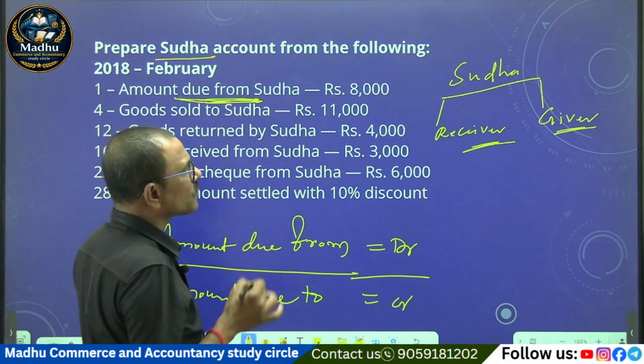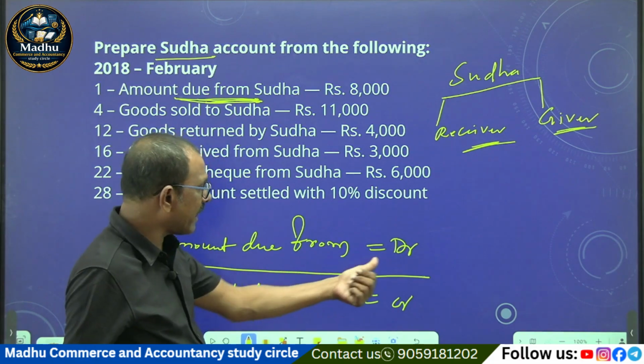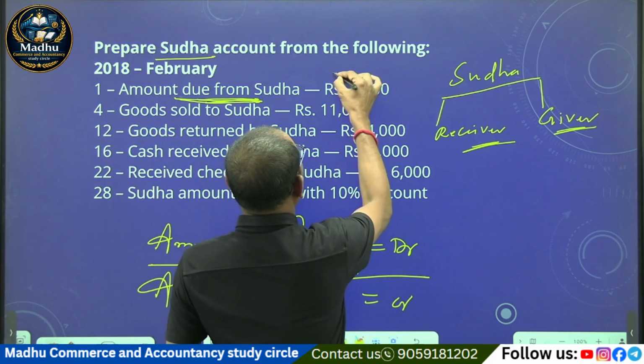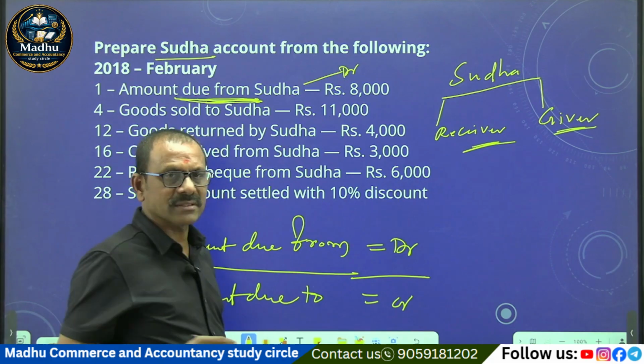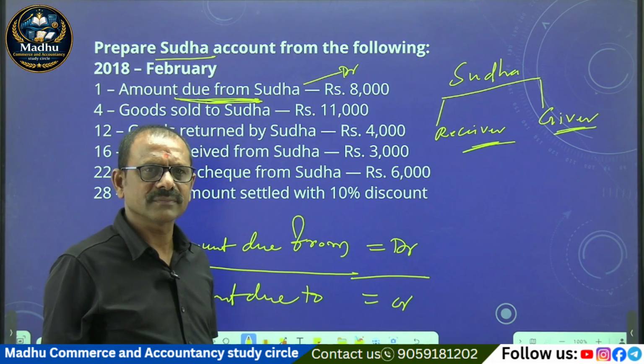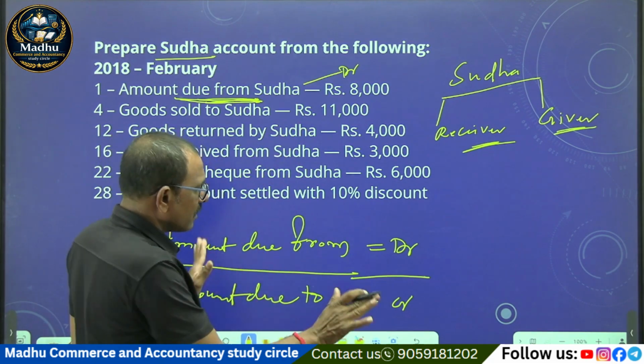Amount due from Sudha. So due from means which side balance? Debit. So you can write here DR. DR means debit side. Simple. So now you leave it.